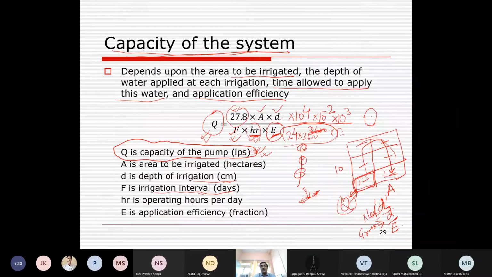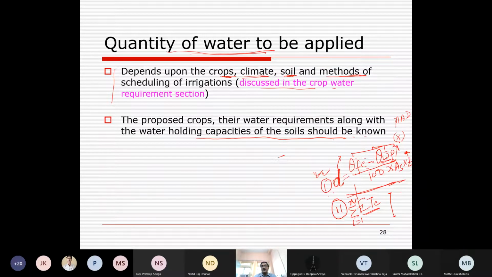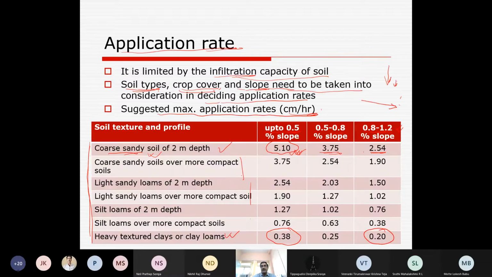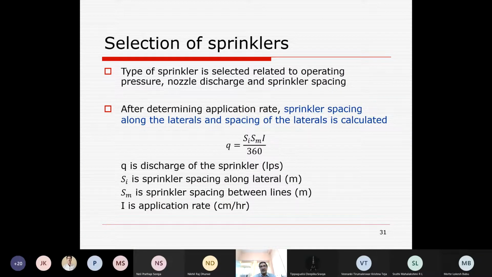Now, once you have the total capacity of the system, you have decided or estimated the depth of application, you are near about to fix the application rate of a sprinkler irrigation system, then we need to select a particular sprinkler which can apply a certain amount of water in unit time. So type of sprinkler is selected related to operating pressure, what is the operating pressure available, which type of pump is used, what is nozzle discharge from the irrigation, and sprinkler spacing, how much area it can cover as a radius. So that defines spacing between two sprinklers. So all these we are deciding based on the sprinkler characteristics.